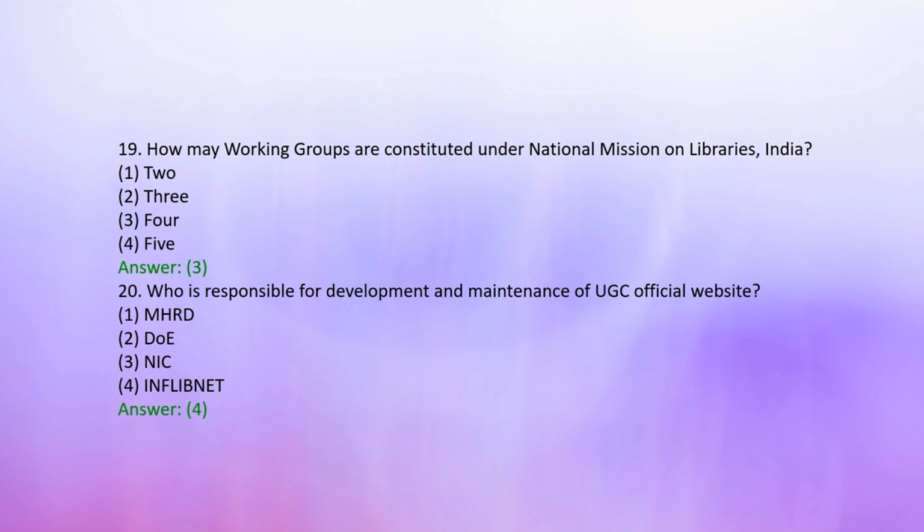Number 20. Who is responsible for development and maintenance of UGC official website? Number 1 MHRD, number 2 DOE, number 3 NIC, number 4 INFLIBNET, and correct answer is INFLIBNET.